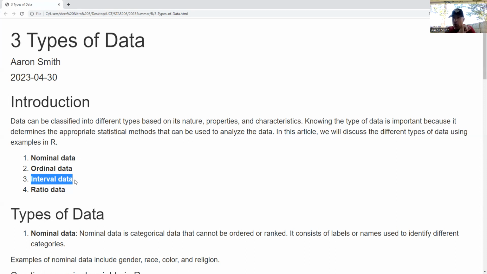Now, there's a weird twist on this one for this next bit. Think about Celsius and Fahrenheit temperatures. All right, so temperatures on Celsius and Fahrenheit are interval data. Why is that? Well, think about zero. When I say 0 degrees Celsius and 0 degrees Fahrenheit, those are two different values.